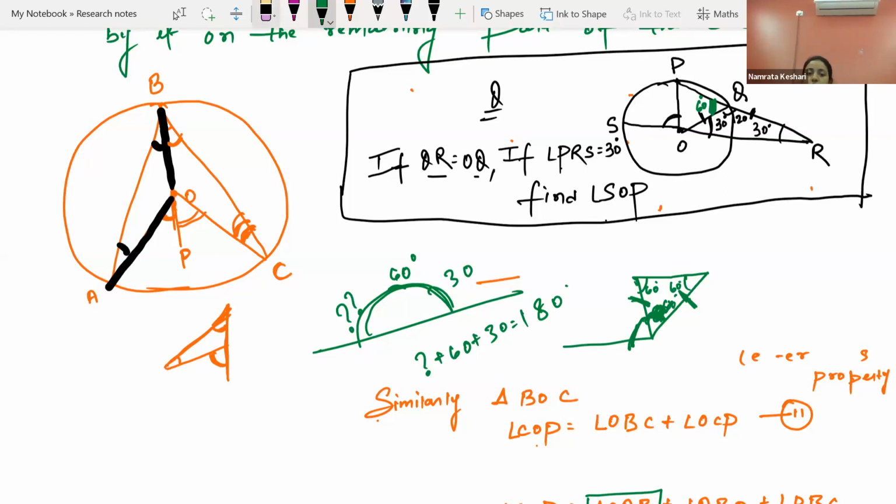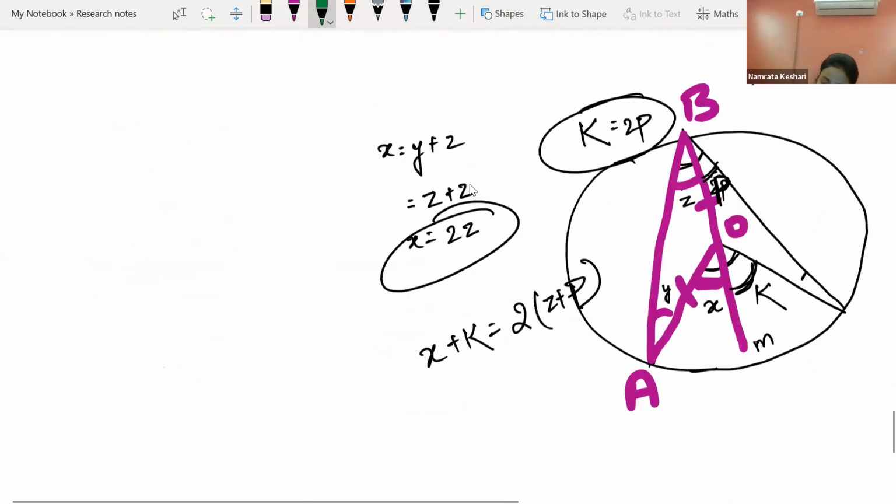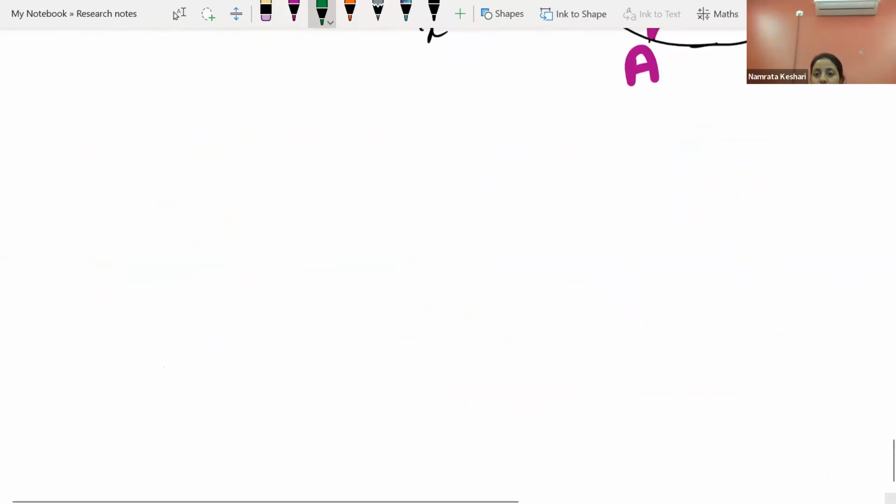Now the next question. Just a second, let me draw the figure. It's really small. Let me draw it properly. Just a second.